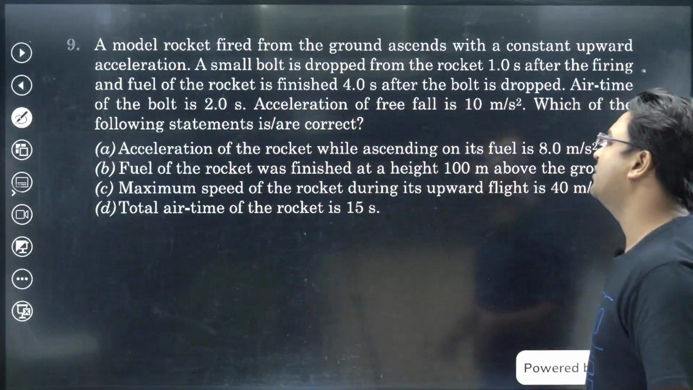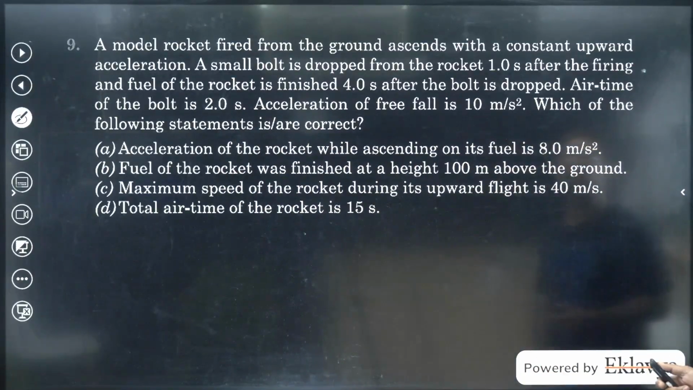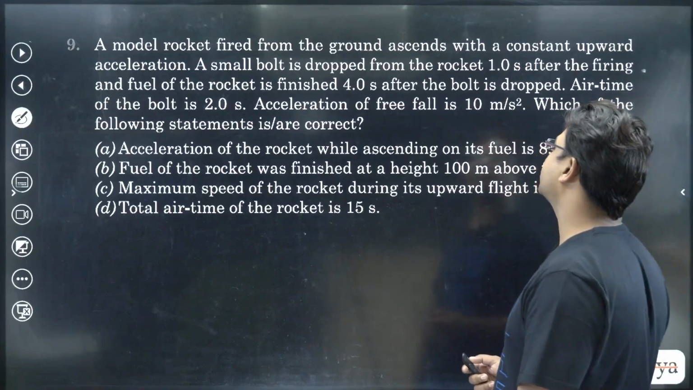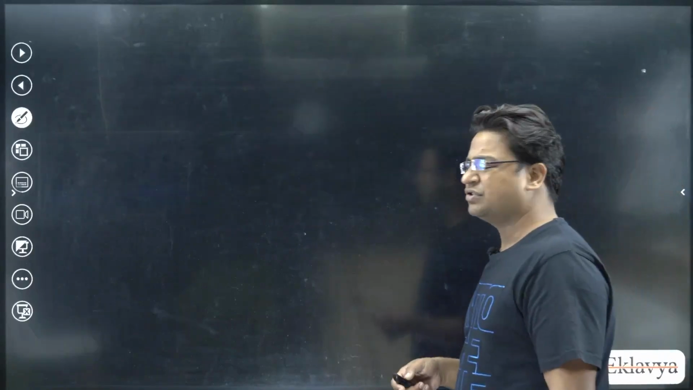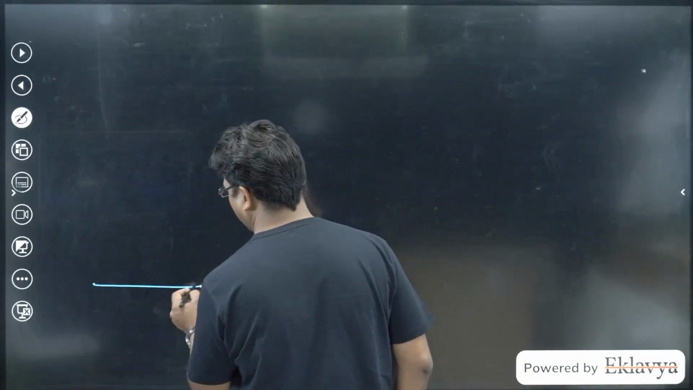This question says a model rocket fired from the ground ascends with a constant upward acceleration. A small bolt is dropped from the rocket 1 second after the firing, and the fuel of the rocket is finished 4 seconds after the bolt is dropped. Airtime of the bolt is 2 seconds. Acceleration of free fall is 10. Which of the following? Okay, so let's first solve the question. Like, we'll check the options later on.